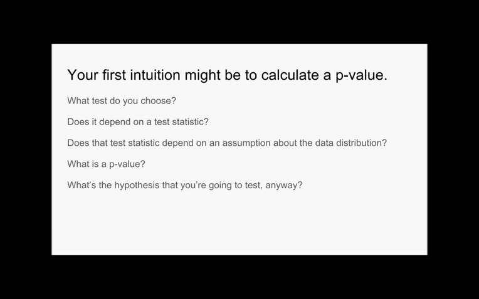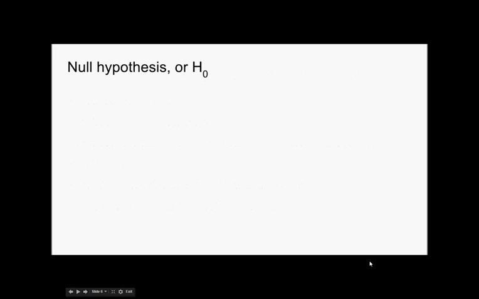Let's step back for a second and actually think about it and define it. And the place we're going to start is to actually talk about the hypothesis that you're going to test in the first place. So most people start by formulating a null hypothesis in opposition to their real hypothesis, and we're going to denote this with H sub 0 in the rest of the lectures, or just H0.